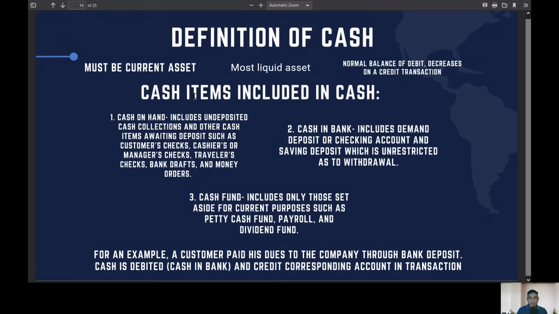Let's continue today's session starting with cash and cash equivalents. So, what is cash? It is the most liquid current asset, and has a normal balance of debit, which decreases on credit transaction.